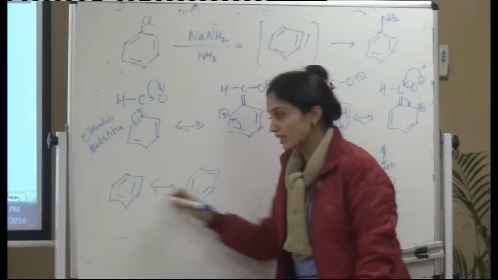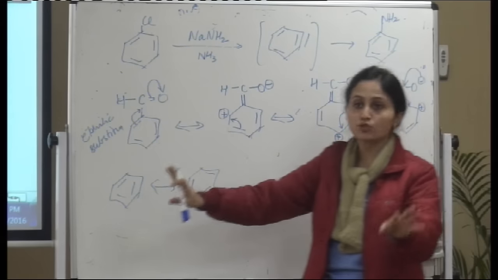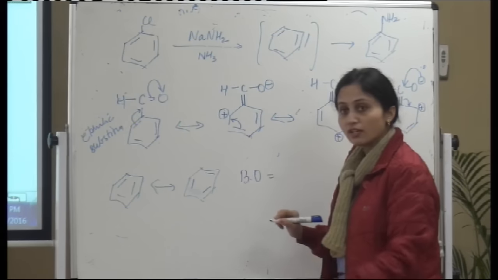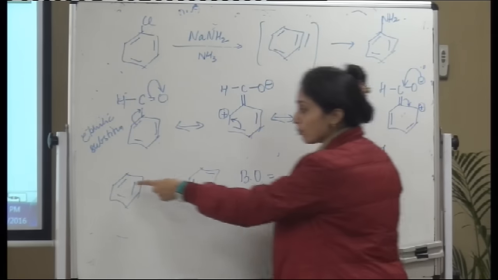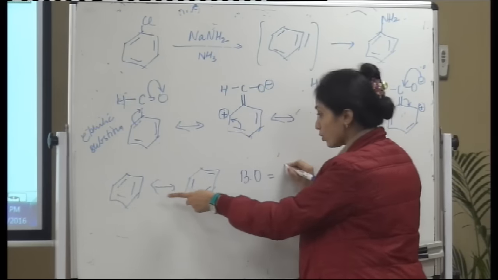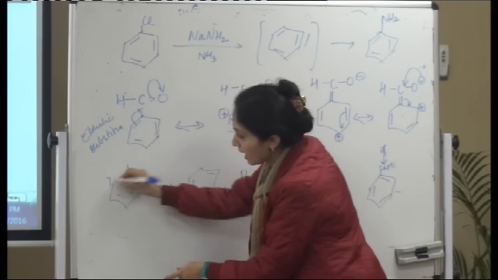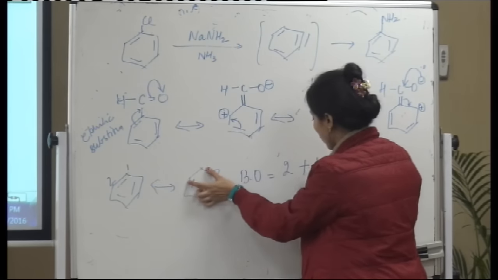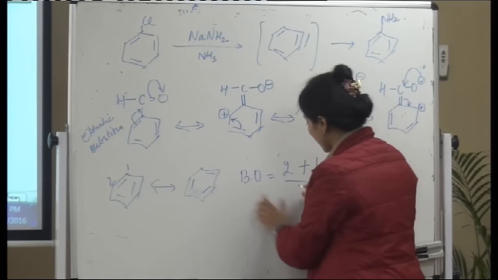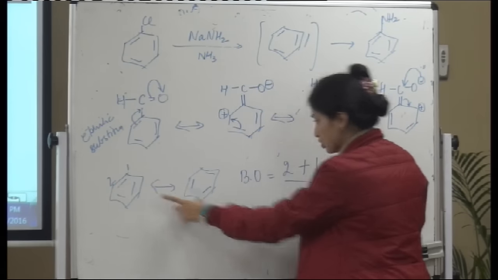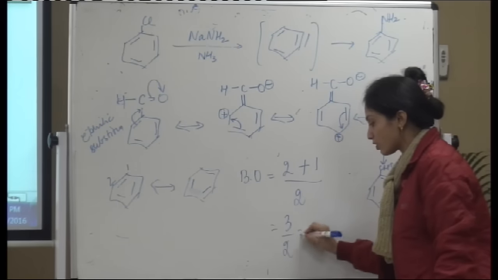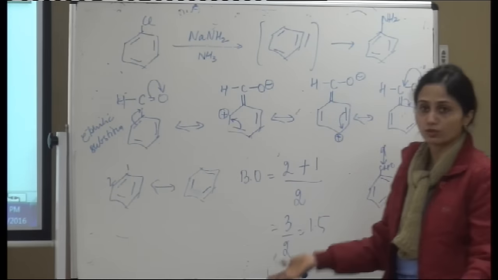Last but not least, your resonance effect is also primarily shown by benzene, जो सबसे पहले बात करनी चाहिए थी. You can even find out the bond order. Remember the bond order is nothing but bonds between any two carbon atoms. तो एक बार कितने हैं? अगर मैं इन दो carbon atoms को लूँ, तो इनके बीच में एक बार bond है 2, एक बार bond है 1. That divided by total number of structures. Total number of structures कितने हैं? 2. तो bond order कितना है? 3/2, which is 1.5. So you can find out the bond order also that ways.